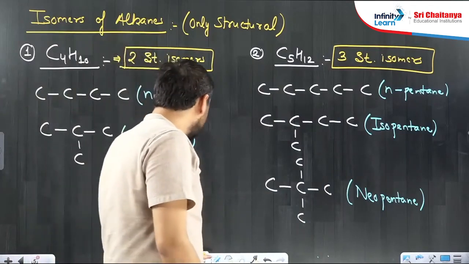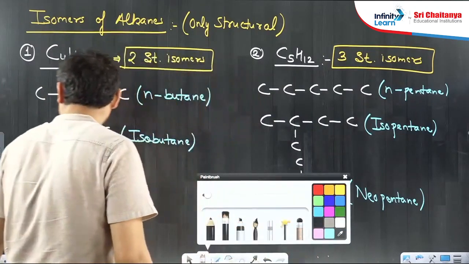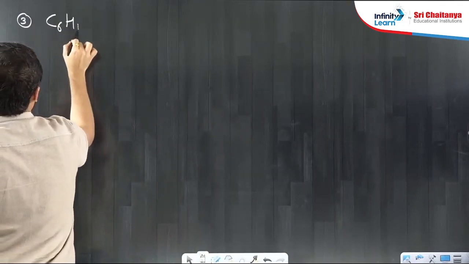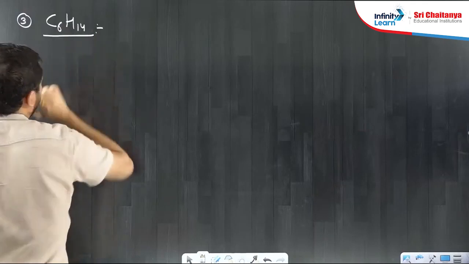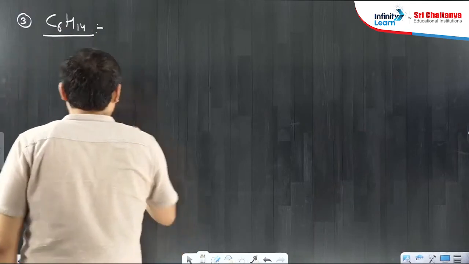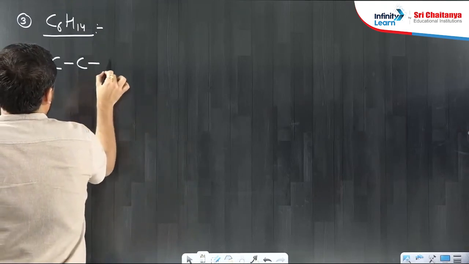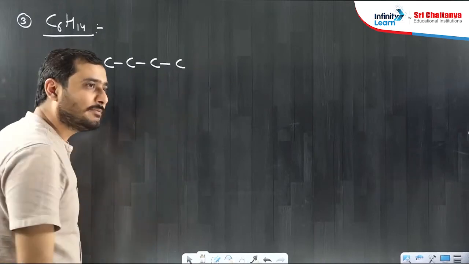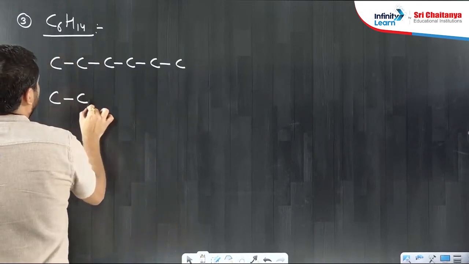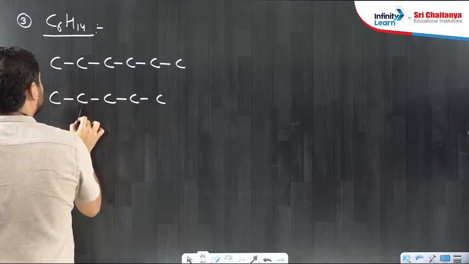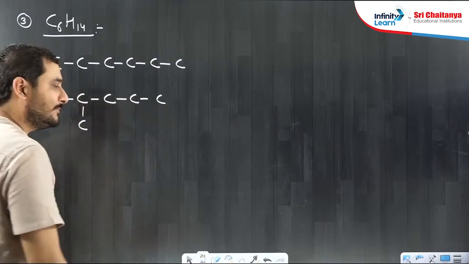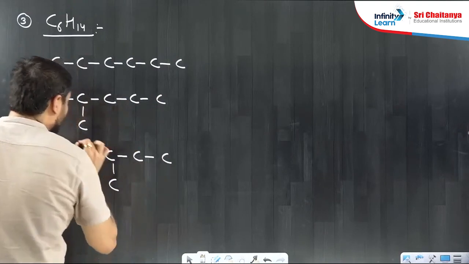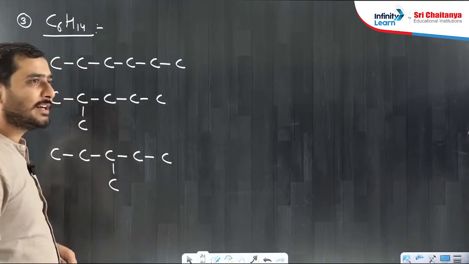Now next is important, C6H14. How many structural isomers are possible for C6H14? So what are the possible cases here? How to draw? All 6 carbon atoms are in straight chain, first part. Next is 5 carbon atoms in straight chain, and at the second carbon methyl branching is present. Next, methyl branching is present at the third position. This we can also do.